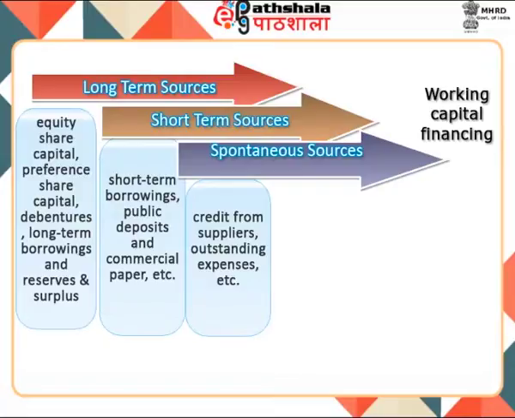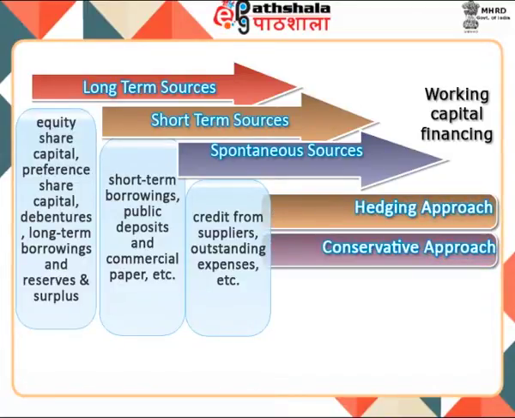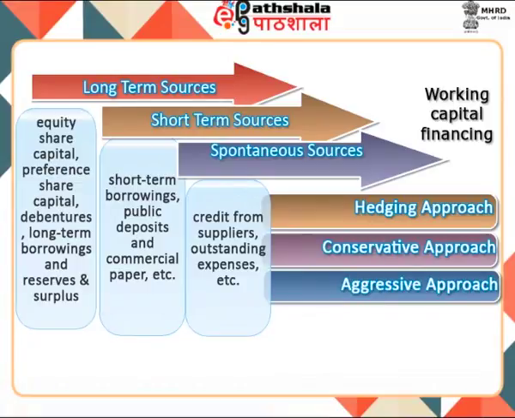A firm generally follows any of three approaches in selecting these sources, namely hedging approach, conservative approach, and aggressive approach. In case of hedging or matching approach, as the name says, firms match the sources to finance an asset on the basis of their maturity. That is, for current assets, short-term sources are used, and for fixed assets, long-term sources.